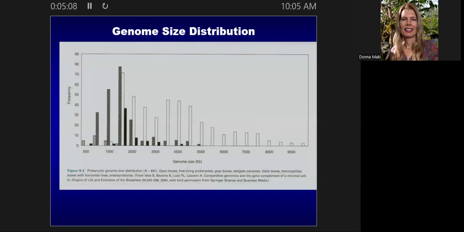Free living prokaryotes, that's pretty broad. That's really, really broad. But you can see that they kind of win in terms of the larger genome size. They need to have a lot of options available to them because they don't have a host to depend on. This is again very broad. This can be all kinds of different habitats. So you can see that there's quite a range.